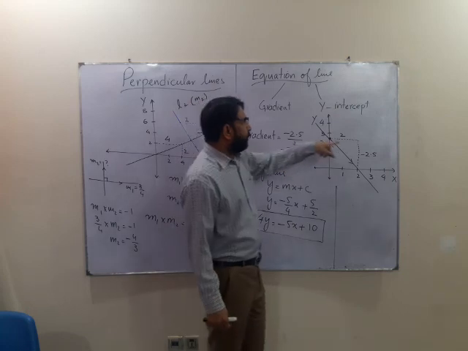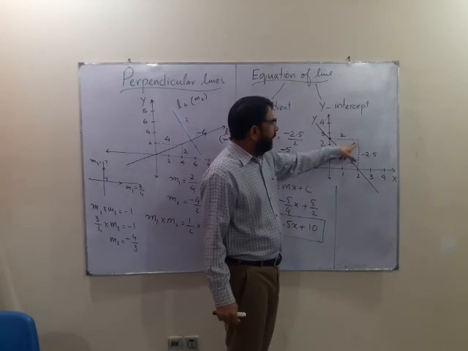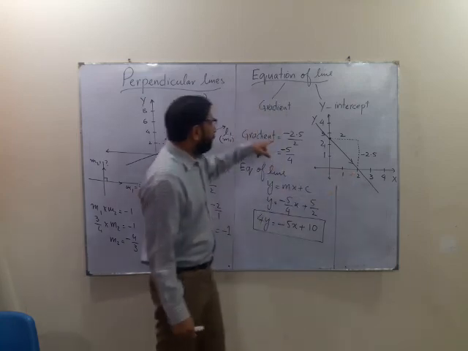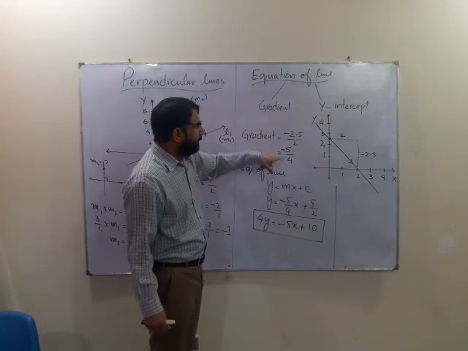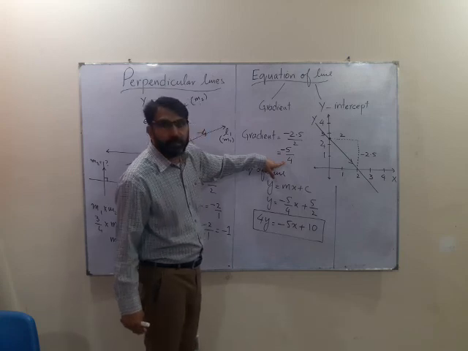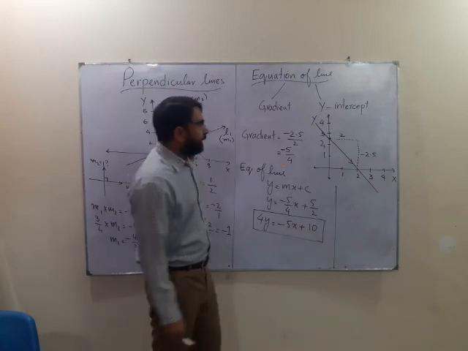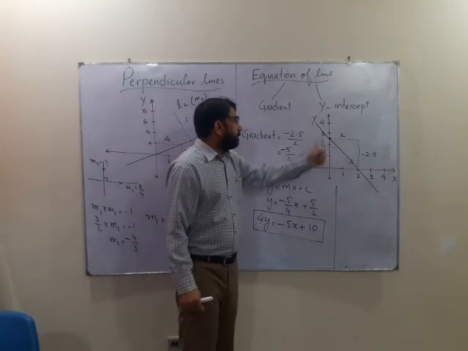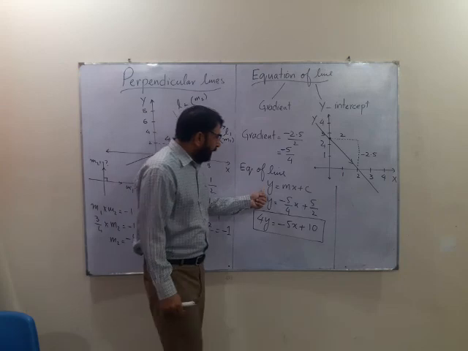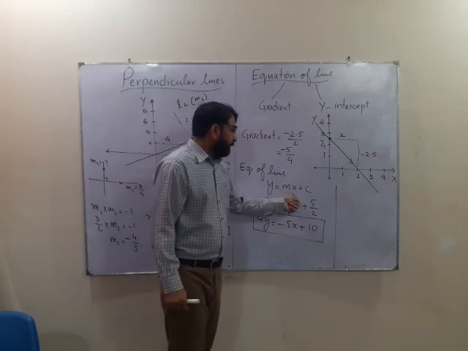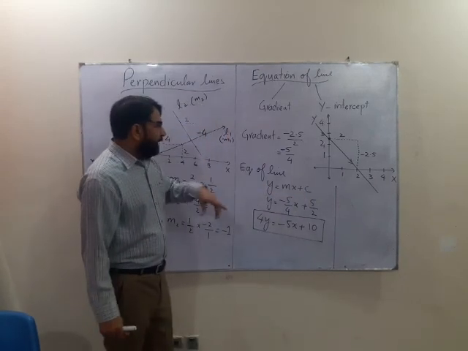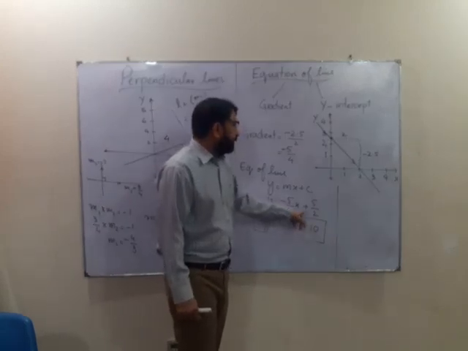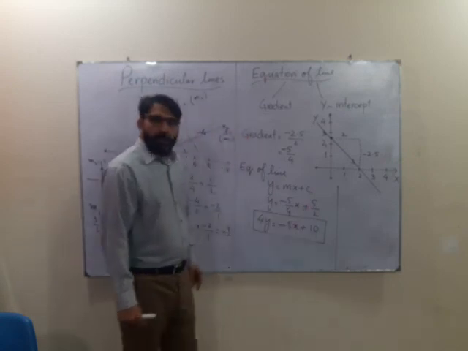If we calculate the gradient over there, we take 2 steps right, and we see that we are going minus 2.5 steps down. Which says that rise over run is minus 2.5 divided by 2, which gives us minus 5 over 4. And according to the situation of the line, we see over here that the y-intercept is plus 5 over 2. So by using the basic equation of line, which is y equals mx plus c, we have y equals minus 5 over 4 x plus 5 over 2.